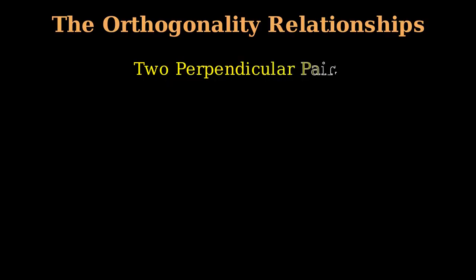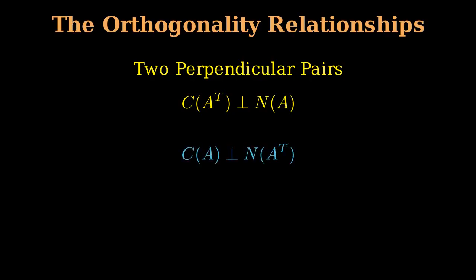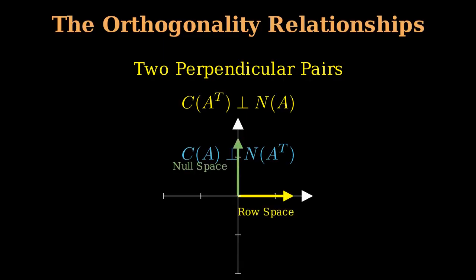Now for one of the most beautiful facts in linear algebra. The four subspaces come in two perpendicular pairs. First pair, row space is perpendicular to null space. Second pair, column space is perpendicular to left null space. Let's visualize what perpendicular means.